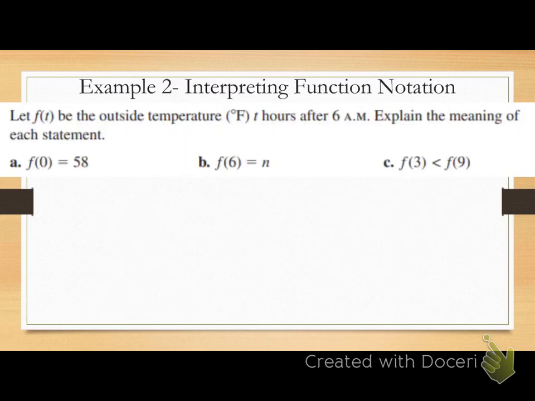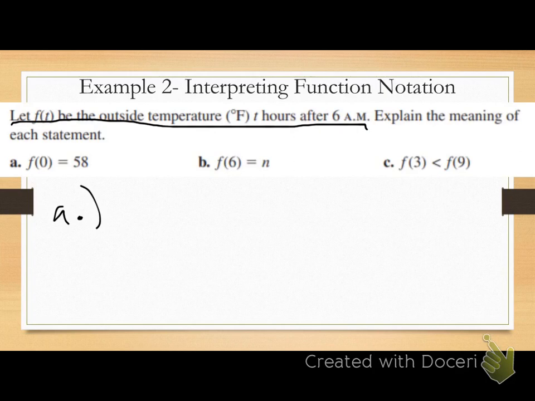And let's look at the next example now. Interpreting function notation. So our example says let f of t be the outside temperature in degrees Fahrenheit t hours after 6 a.m. Explain the meaning of each statement below. So letter A. We have f of 0 equals 58. It wants me to explain the meaning of that statement using all the information that I've been given up here.